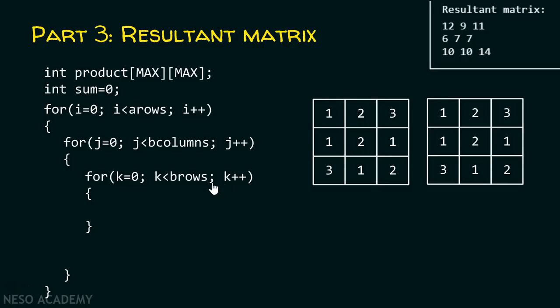Here I am taking B rows. You can take A columns also. Because we are traversing the columns of the matrix A, and simultaneously we are also traversing the rows of the matrix B. And the number of rows of matrix B is equal to the number of columns of the matrix A.